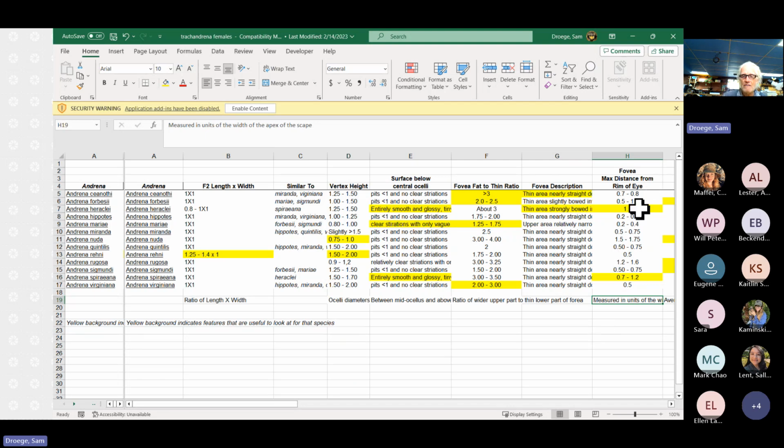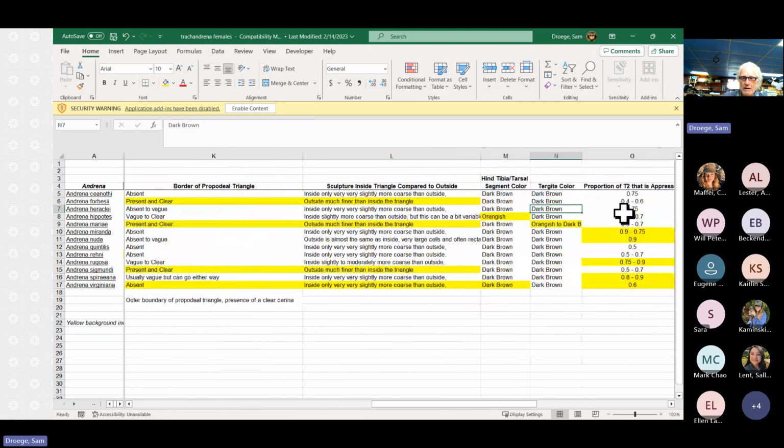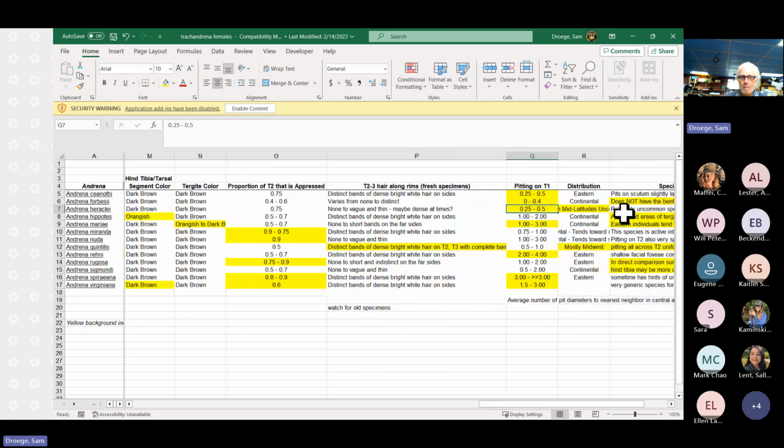So in this case, very far away, highly bowed, and we'll take a look at that and see if we can scope it a little bit better. We're looking for more yellow areas, skipping over many things. And we see that pitting on T1 also very close, 2.5 to 0.5.